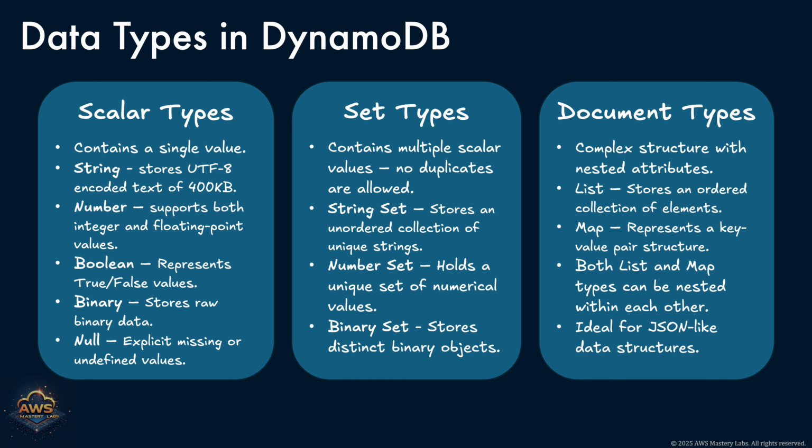Because DynamoDB is schemaless at the item level, document types allow each item to have a custom structure, tailored to the specific needs of the application. This flexibility makes it especially well suited for use cases like content management systems, catalogs, IoT data, or any domain where the shape of data may evolve over time. By leveraging document types, developers can simplify their data modeling, reduce the number of queries required to retrieve nested information, and build applications that are both agile and scalable.